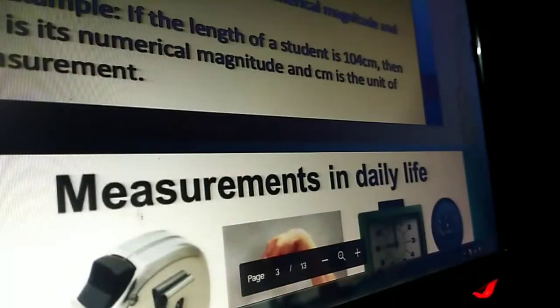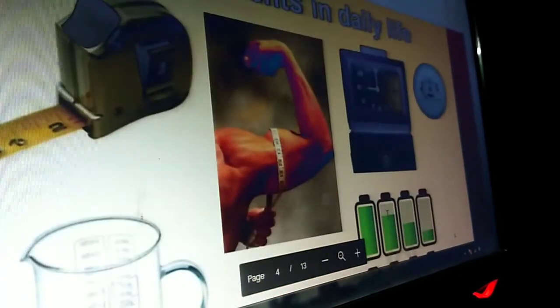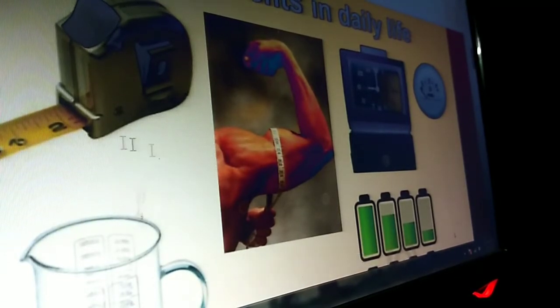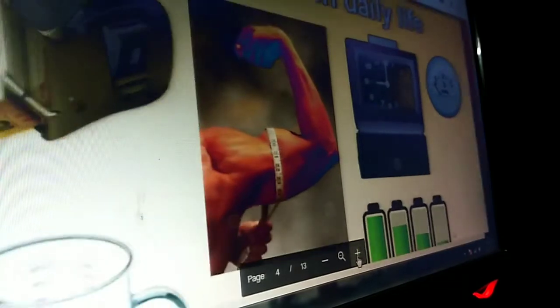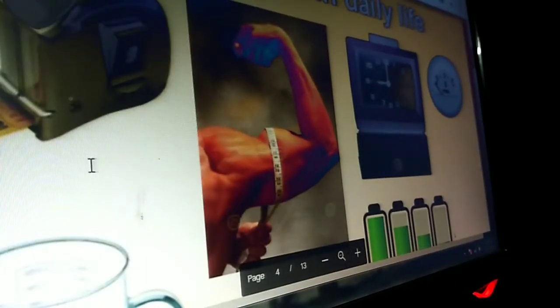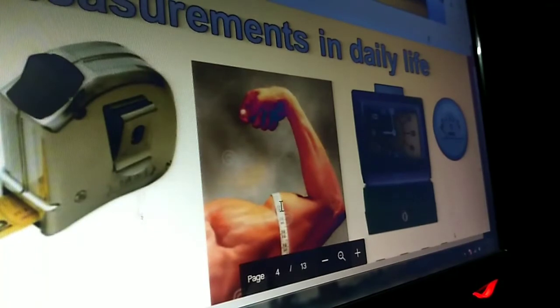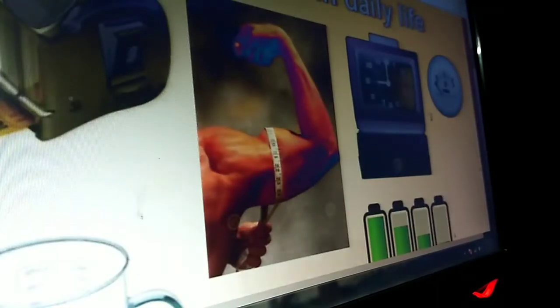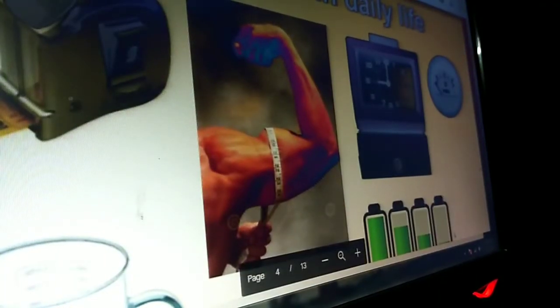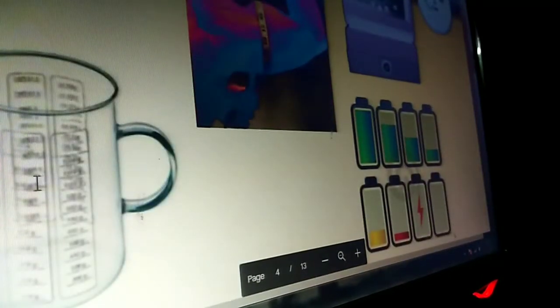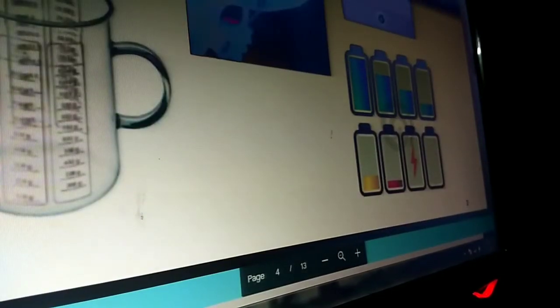Next, in our daily life, how do we measure? Usually for small measures we use a scale, but when it is long, then we measure with a tape. Then a watch for time. Galvanometer and ammeters are used to measure current and voltage. Measuring jar for volume. A battery is used for the current.